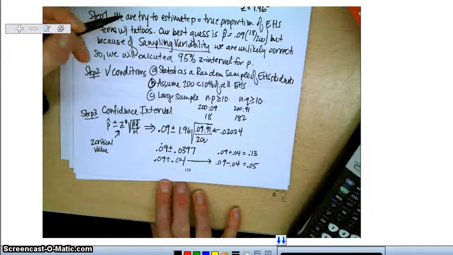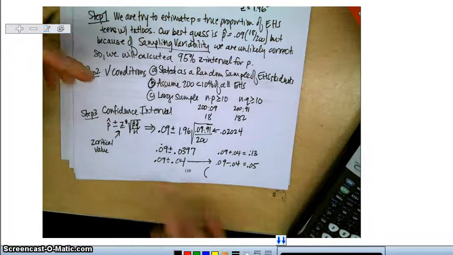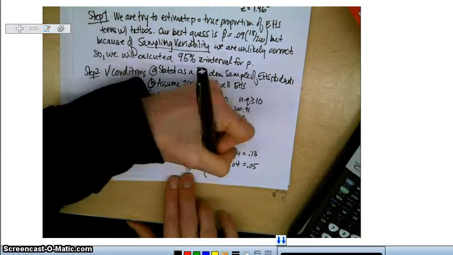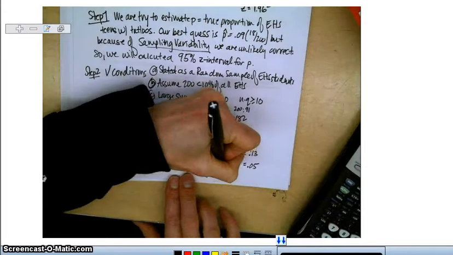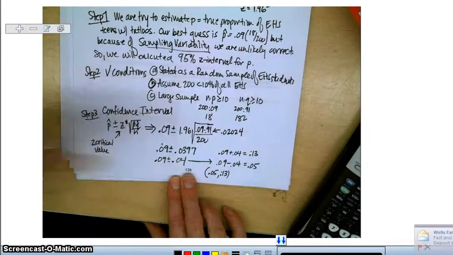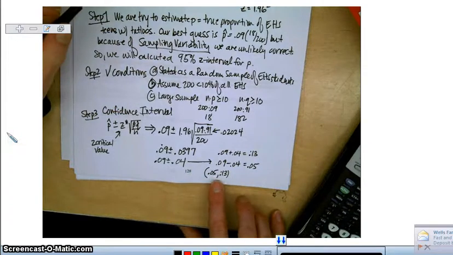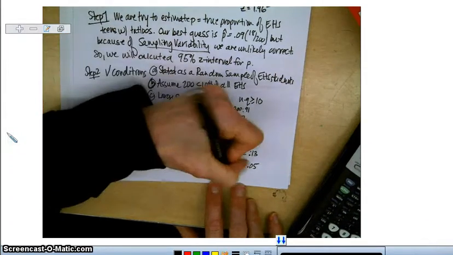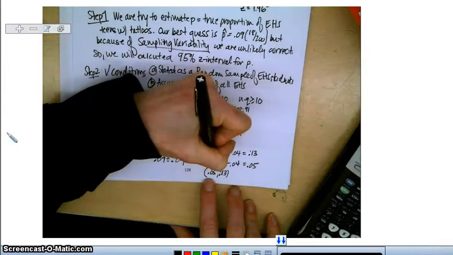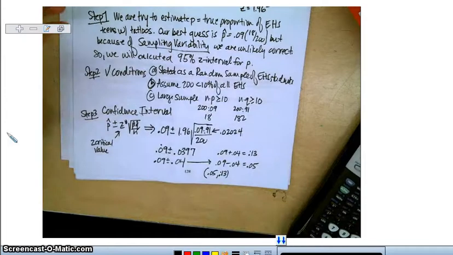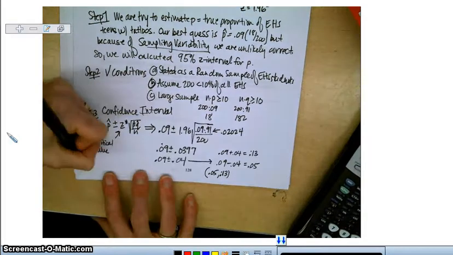So our confidence interval, we write it in parentheses. This is interval notation for numbers. This means starting at 0.05 and going up to 0.13 are the numbers that we are going to allow. We are going to allow this range of values from 5% to 13%. Now we make our conclusion. Our conclusion is critical.